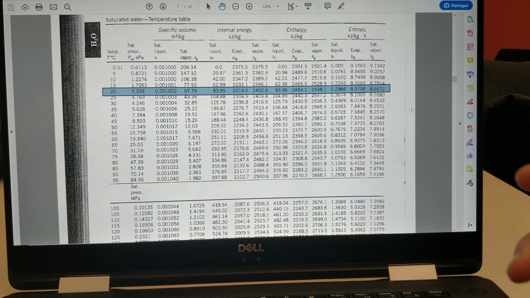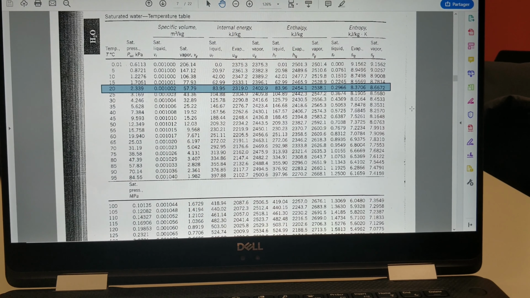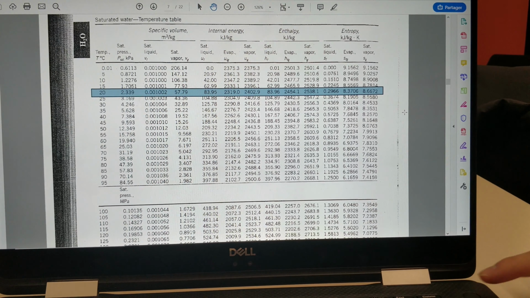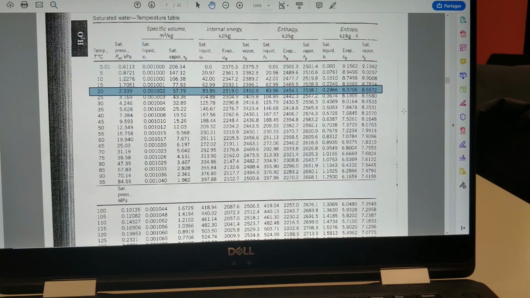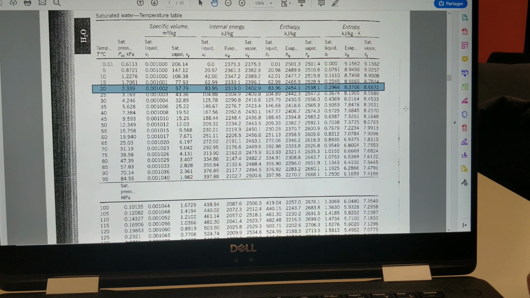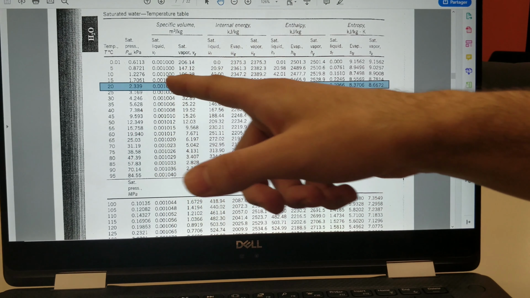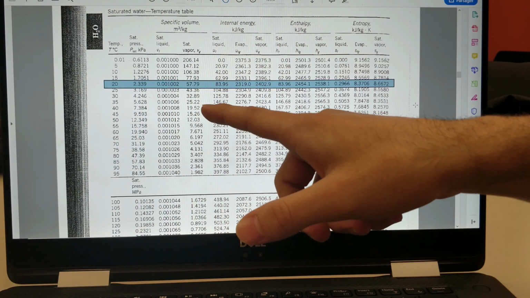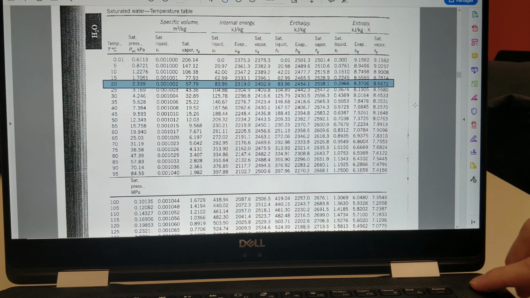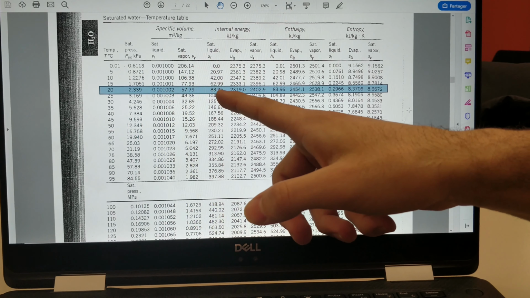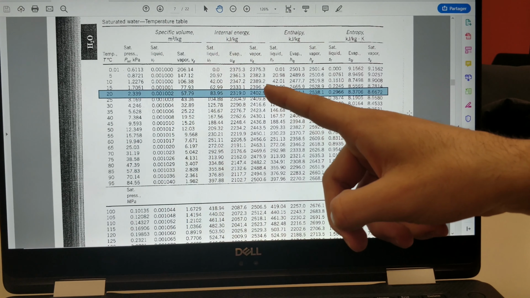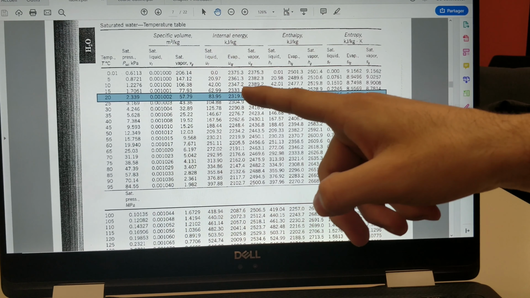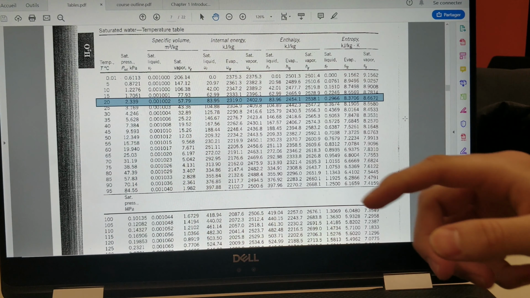Then, for the substance itself, if it's a mixture, we use the ratio of the gas compared to the overall mass, which is the quality of the substance, to then figure out how much of each is present in the substance. Then we continue on to the internal energy. Once again, we have the internal energy for the liquid, the internal energy for the vapor. But there's also the difference between both of them. This will help us during the calculations.